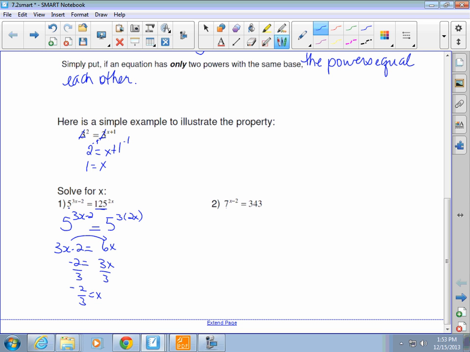Example 2, so I have a base of 7, so I have to see if I can make 343 a base of 7. So 343 is the same as 7 cubed. So now I have the same bases, so I have x minus 2 is equal to 3. X is equal to, if I bring that over, 5.